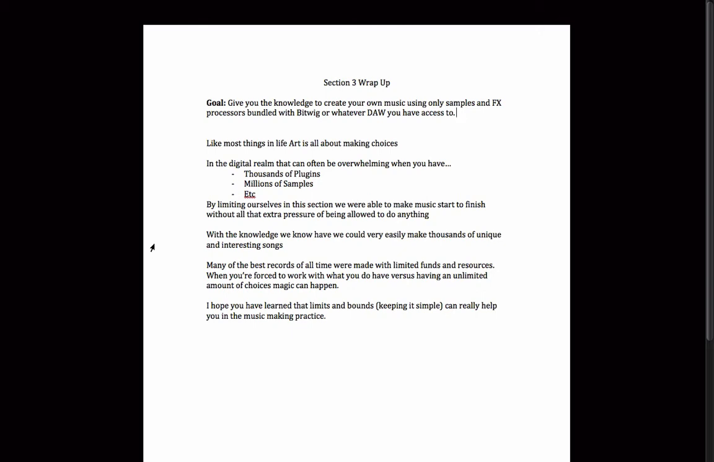The main goal of section 3 was to give you the knowledge to create your own music using only samples and effects processors that come bundled with Bitwig Studio. Or if you're following along and you're using a different digital audio workstation, you should be able to, for the most part, understand what's going on and find those resources inside of whatever software you're using.